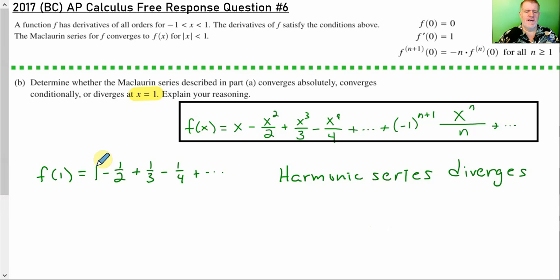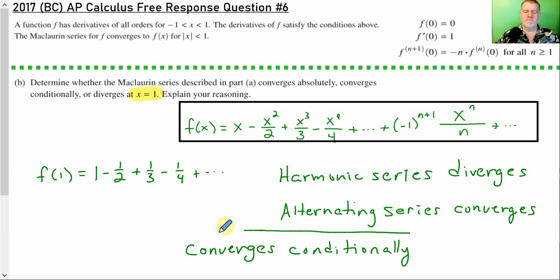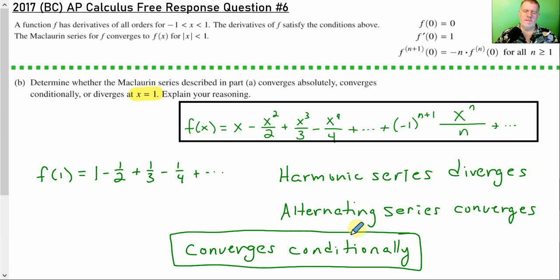Okay. However, this is the alternating series. So the alternating series converges. So in this case, we say that this converges conditionally. Okay. All right. I don't believe they'll be asked on this year's test, but there you go.